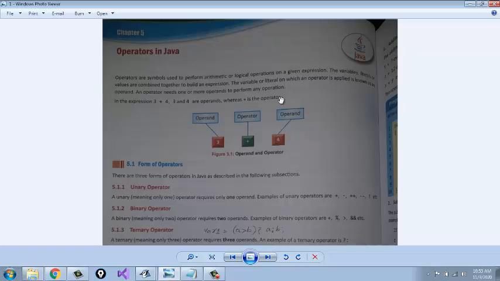So operators in Java. In Java programming, we may need to perform some operations such as arithmetical operations, logical operations, comparison operations. As we are doing it in maths, isn't it? In maths, we are doing operations such as addition, subtraction, multiplication, division, isn't it? So for performing these kinds of operations, we need operators. Actually, what are these operators? These operators are some symbols, isn't it? Which are the symbols?